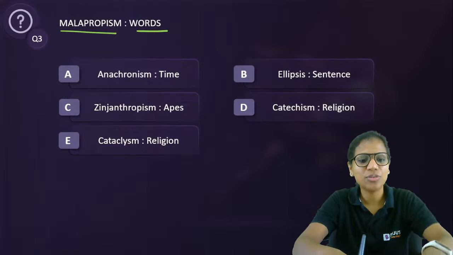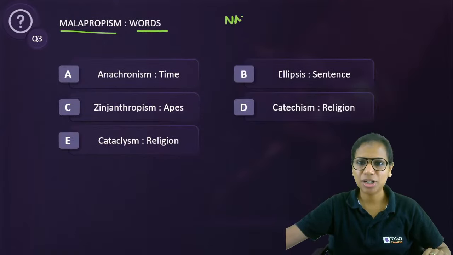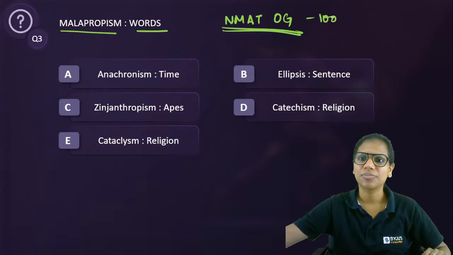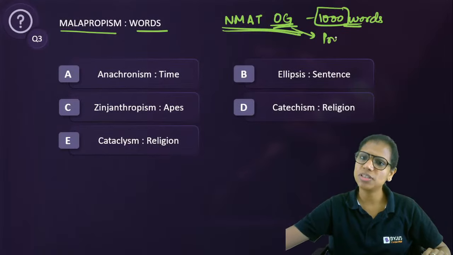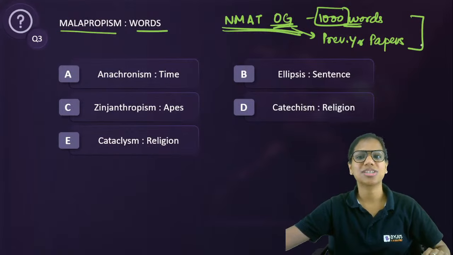Muskan, you do have a good pool of 1,000 words in the NMAT official guide. So just make use of that. You have previous year papers also there. So from the previous year papers, you learn the question types as well. So make use of that resource. Okay.